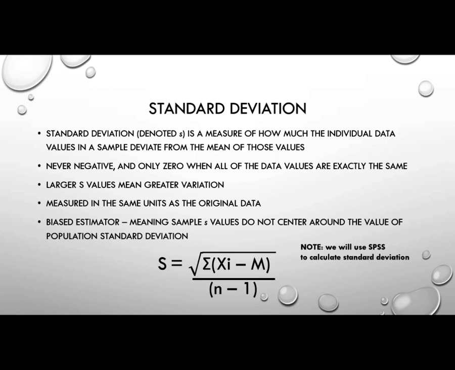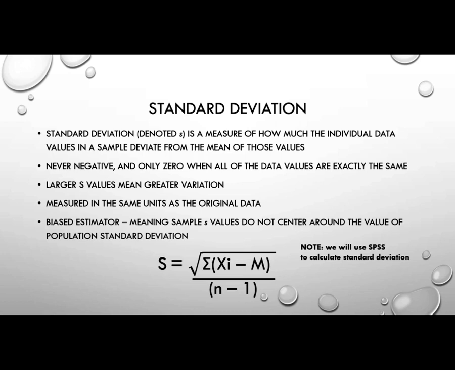So standard deviation is denoted S. It's a measure of how much the individual data values in a sample deviate from the mean of those values. They're never negative, and only 0 when all of the data values are exactly the same. The larger the S value, the greater the variation.